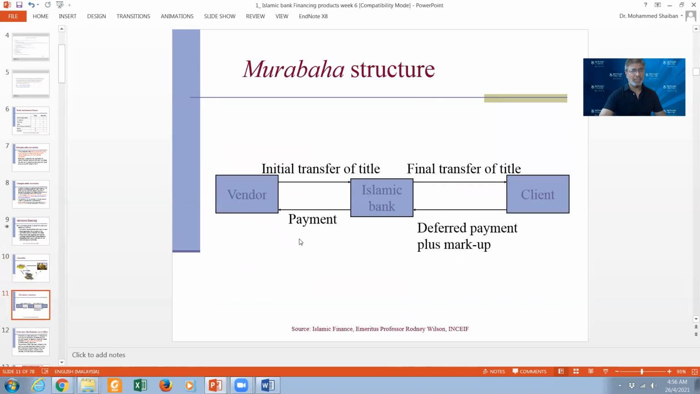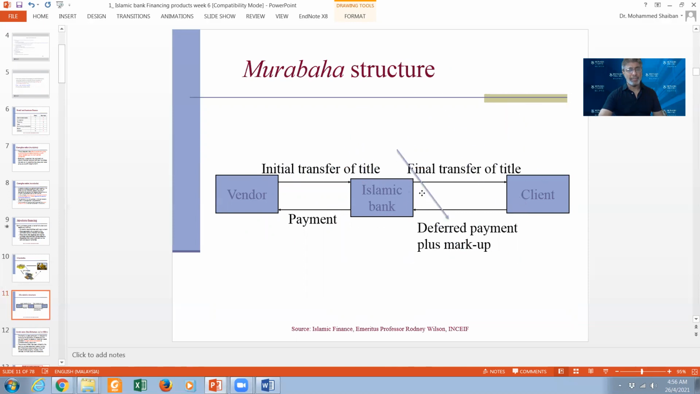And you can see it here. This is the Islamic bank. There's a vendor who is the owner of the machine, or if you open an LC, you can open it to China, Japan, anywhere. So the asset will be here. Now the asset will be transferred to the bank. The bank will pay on the spot. Then the bank will take this asset and give it to the client.